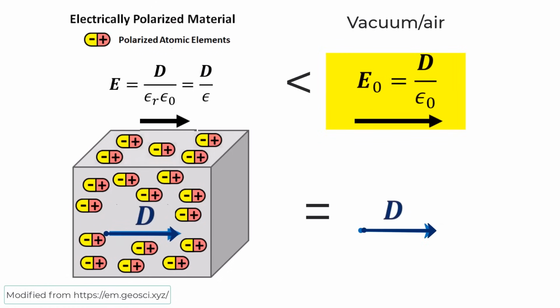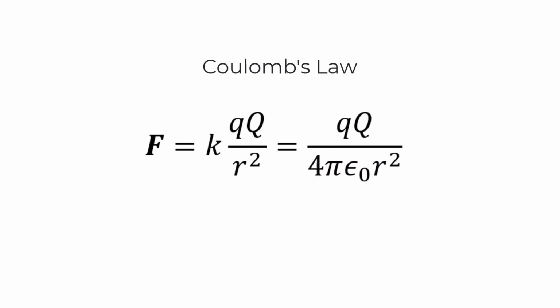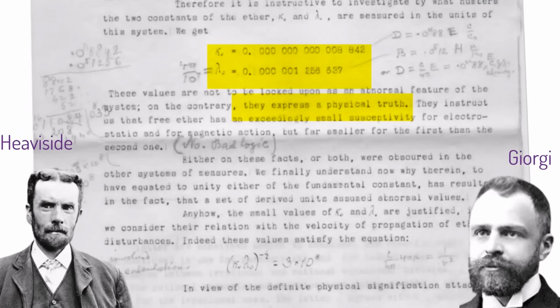By the way, the coefficient in a vacuum, epsilon naught, has nothing to do with the electric properties of a vacuum, as a vacuum has nothing in it. It's just there to make the units of displacement, amps per meter squared, match the units of electric fields, newtons per coulomb. It doesn't have any physical significance. It's just like the constant K in Coulomb's law. In fact, the constant epsilon naught is equal to 1 over 4 pi k. I've discovered that Oliver Heaviside agrees with me on this point, as in 1902, when Giovanni Giorgi wrote that the coefficients in a vacuum express a physical truth, Oliver Heaviside wrote in the margins, "No, bad logic."